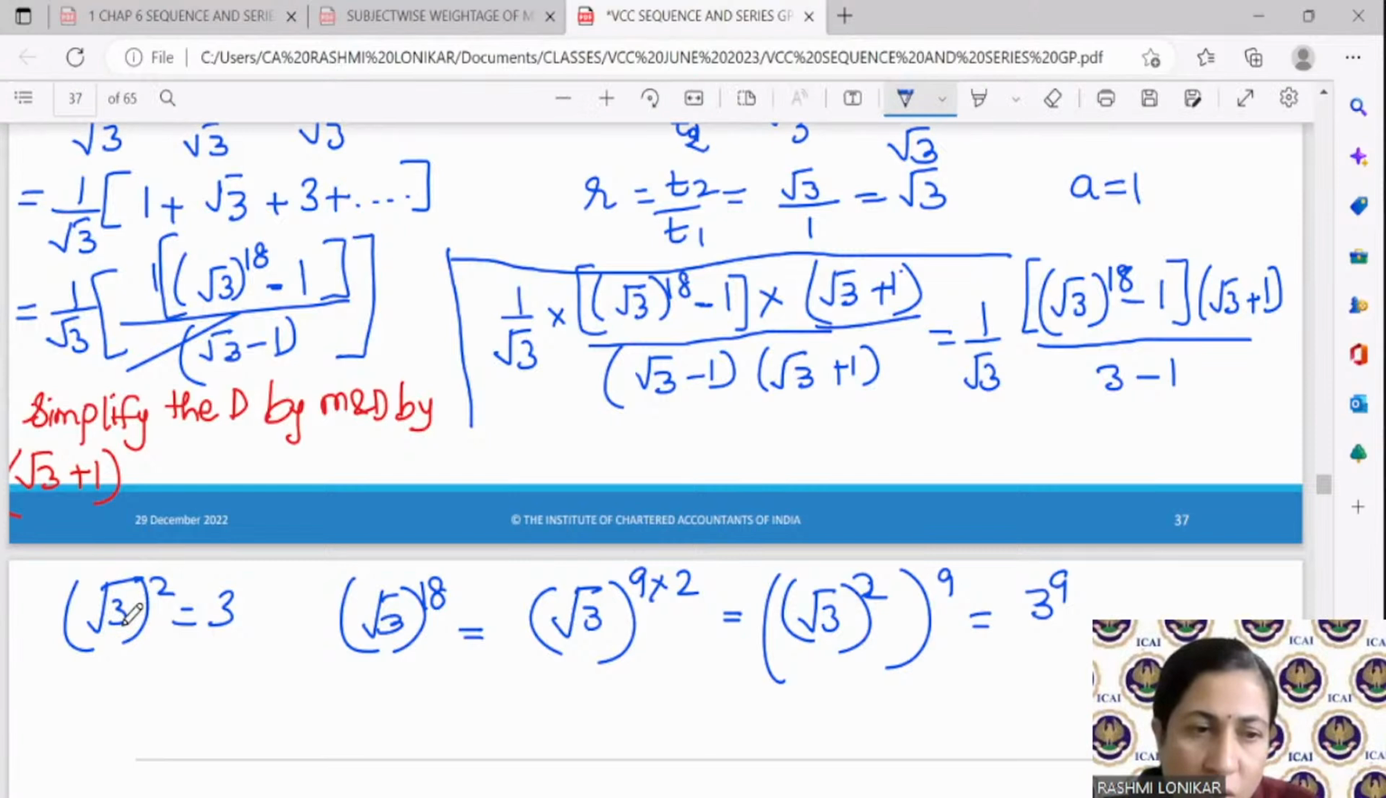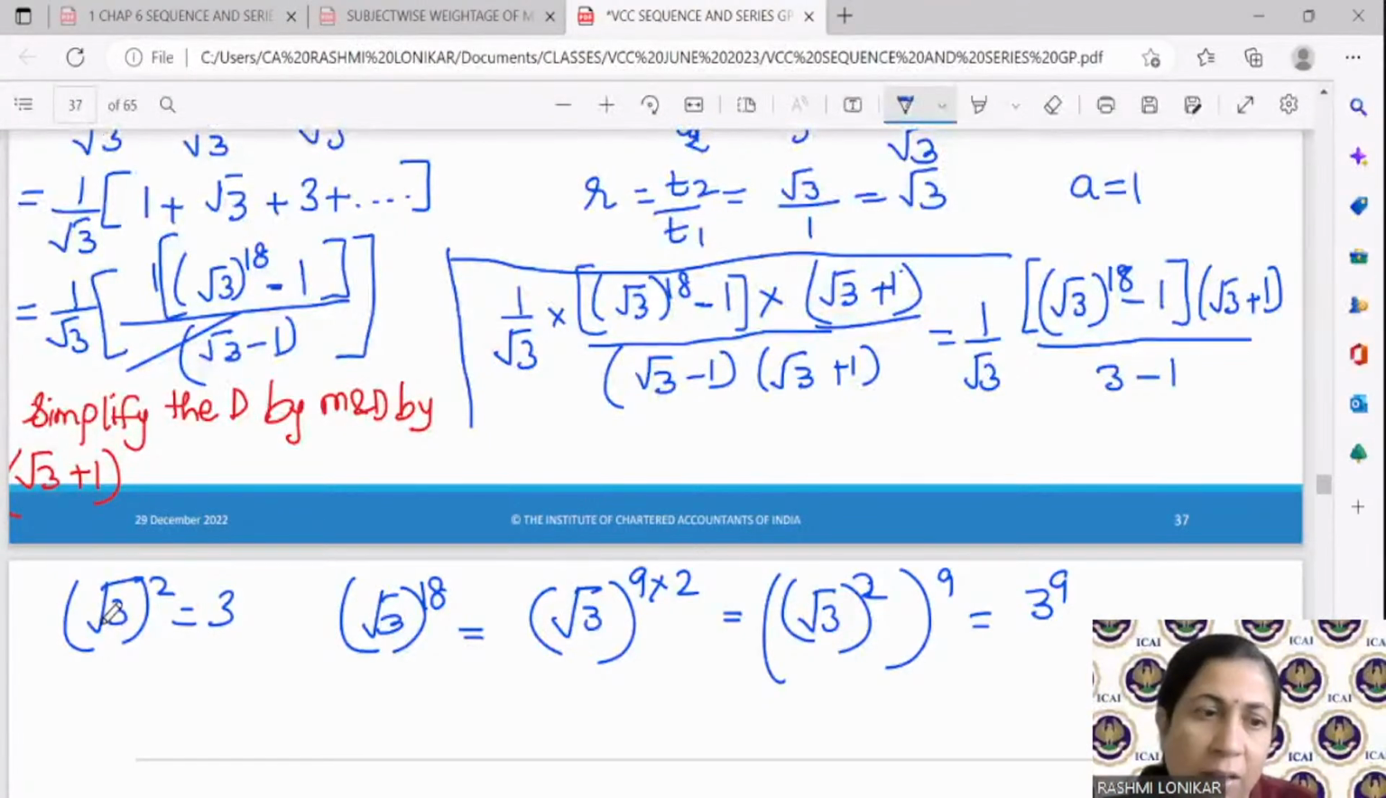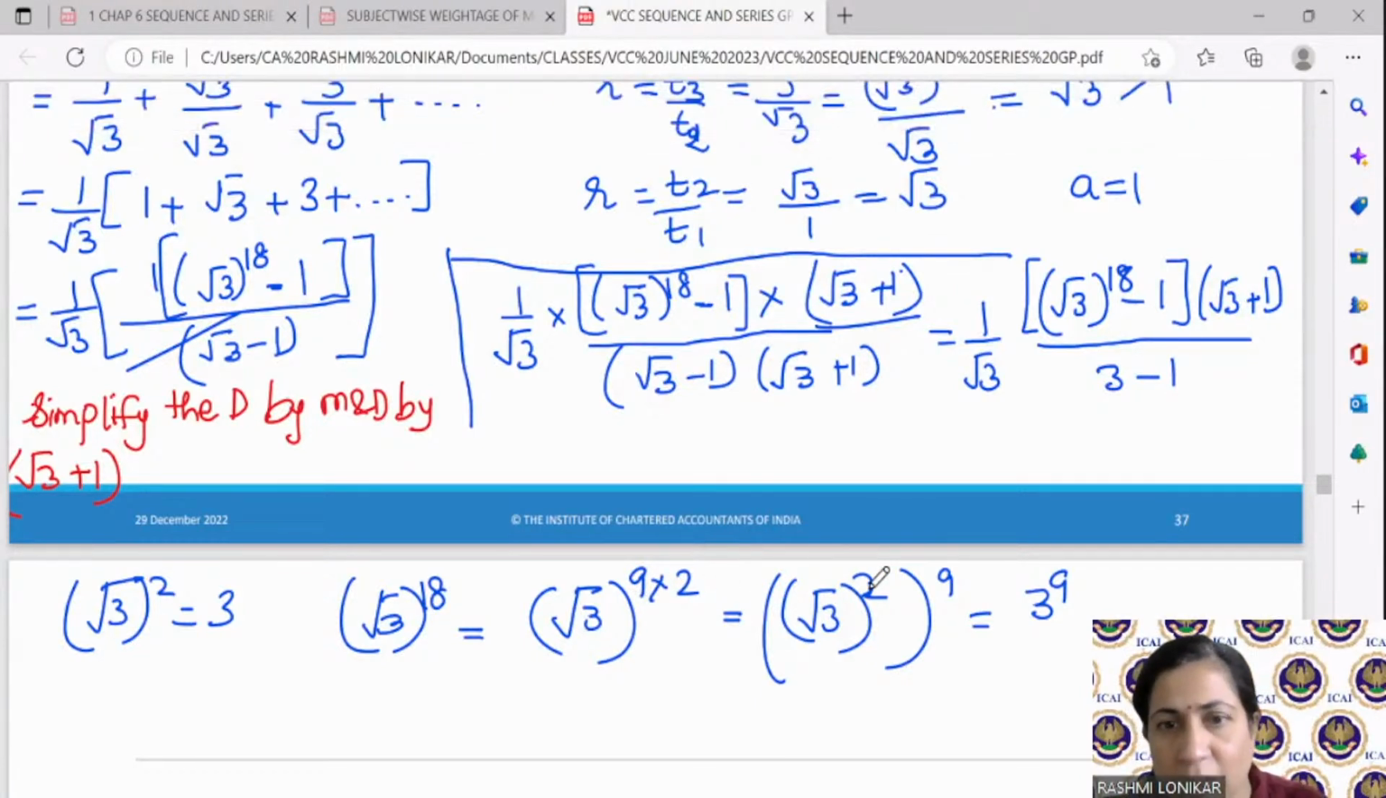I'm repeating, root 3 square is 3. I have here root 3 raised to 18. So this root 3 raised to 18, I'm writing as root 3 raised to 9 into 2. This 18, I'm writing as 9 into 2, and this I am writing as root 3 raised to 2, raised to 9.